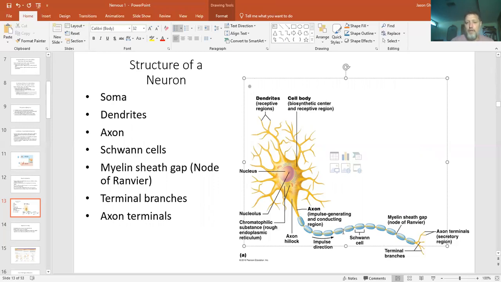They insulate the axon. You have little spaces in between each one of these cells, and that's called a myelin sheath gap or a node of Ranvier. Then here again at the very end of the axon, you'll have all these little branches. And then at the very end of these little terminal branches, you have the axon terminals or terminal end plate or terminal button. Again, depending on your textbook or what instructor you're having who calls them. So I try to give you lots of those terms.